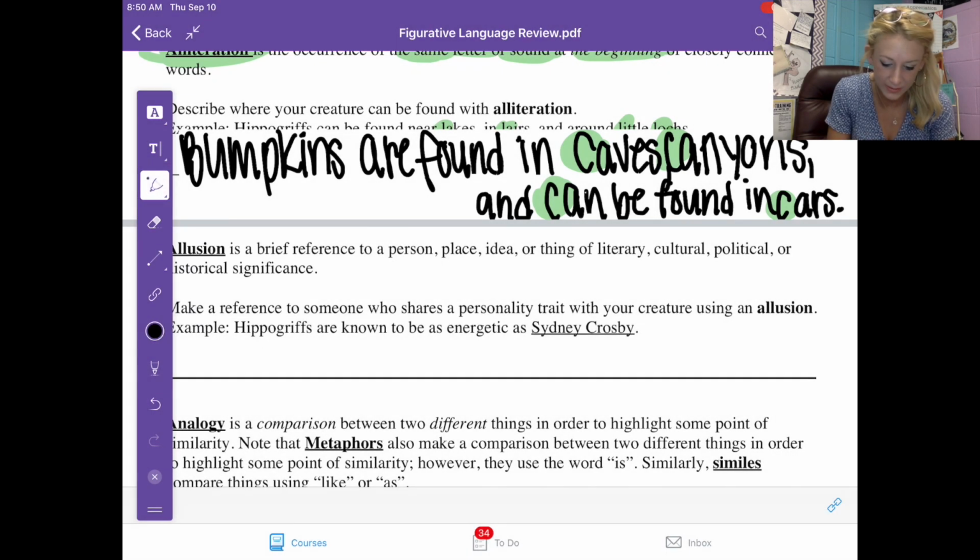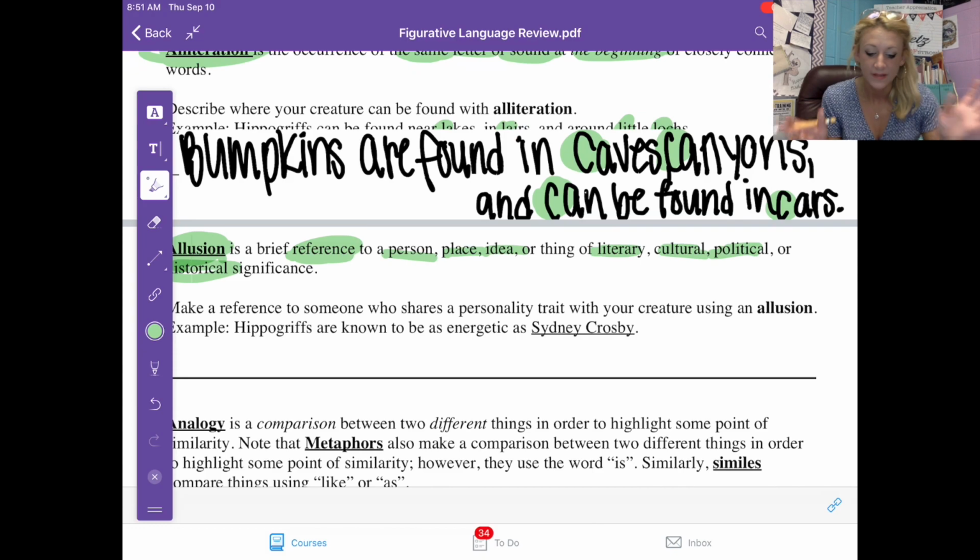Okay, let's take a look at our next one. Our next figurative language technique is called an allusion with an A, not illusion with an I, which is like a magic trick. An allusion is a reference to a person, place, idea, a book, someone of cultural or political or historical significance. So when a piece of literature is referencing something else, that's called an allusion. Disney does this, where they'll have spin-off series referencing other movies. That would be an allusion.